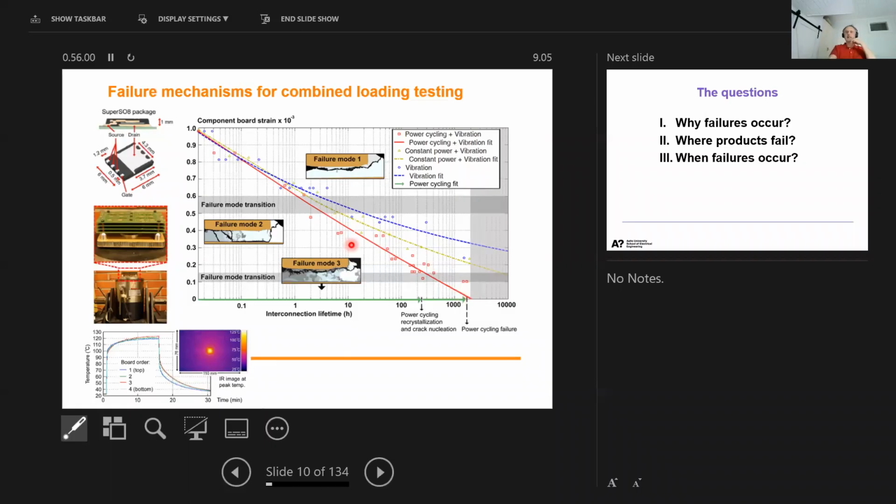Okay, maybe I spent even too much time on this, but hopefully you got the point, the challenge of making a proper lifetime model or reliability model under these kinds of combined loading conditions. Of course, if you are clever enough in mathematics, it's not a problem to get a correlation between these three curves.